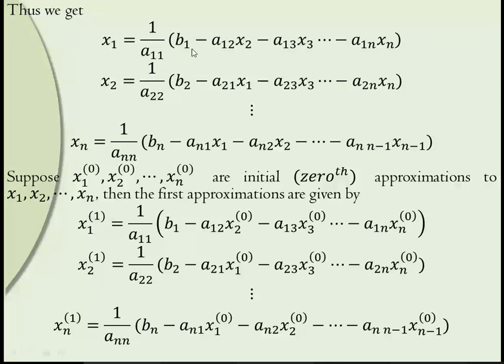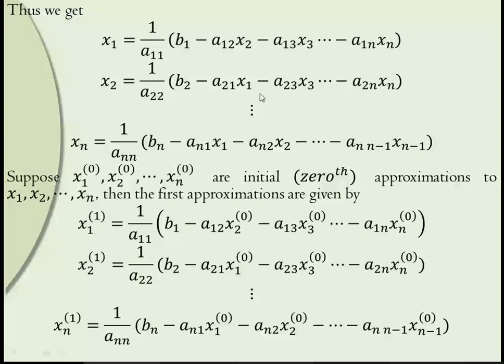Now, whatever terms are there on the left hand side, consider that as the first approximation, x11, x21, xn1. And whichever terms are there on the right hand side, take this as the zeroth approximation. Give the notation for it, and the notation will be x20, x30, xn0, like that. Use 0 as a suffix for all these remaining terms.